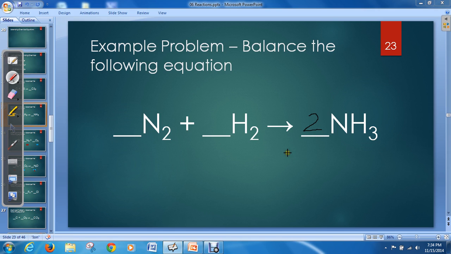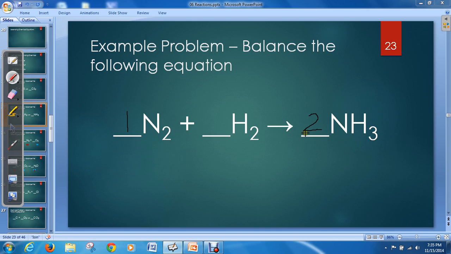Now let's think a little bit. Let's think through it. So we have 2 nitrogens on this side and we have 2 nitrogens on this side. Okay, so let's just stick with that. Right now we're good. We'll stick with the 2 nitrogens. And now we have 2 hydrogens on this side and 6 hydrogens on this side, 2 times 3.